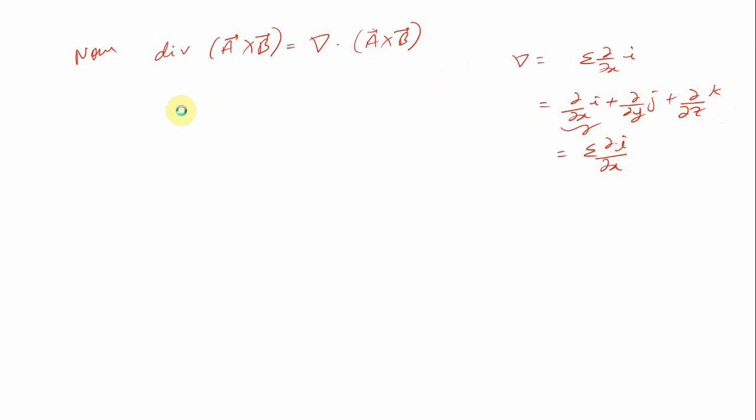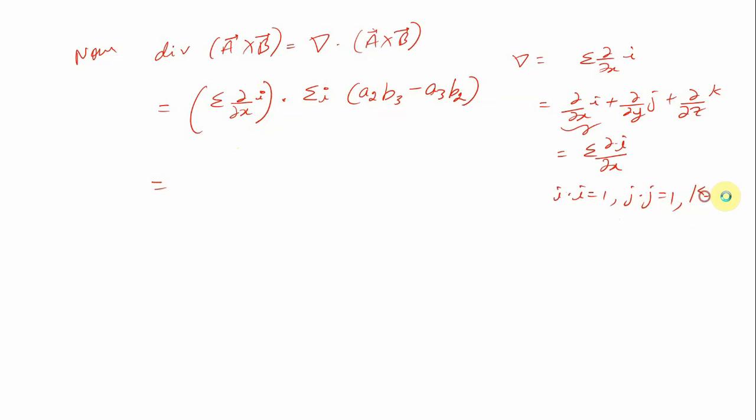So what you will get here, students, is equal to summation dou upon dou x i into summation i, only the first term, A2 B3 minus A3 B2. ijk is always considered in this. It is understood that ijk is there whenever you take the summation. I will take the common part, summation, outside. i into i is going to become 1, j into j is going to become 1, and k into k is going to become 1. Therefore, if I take out the summation, only dou upon dou x of A2 B3 minus A3 B2.